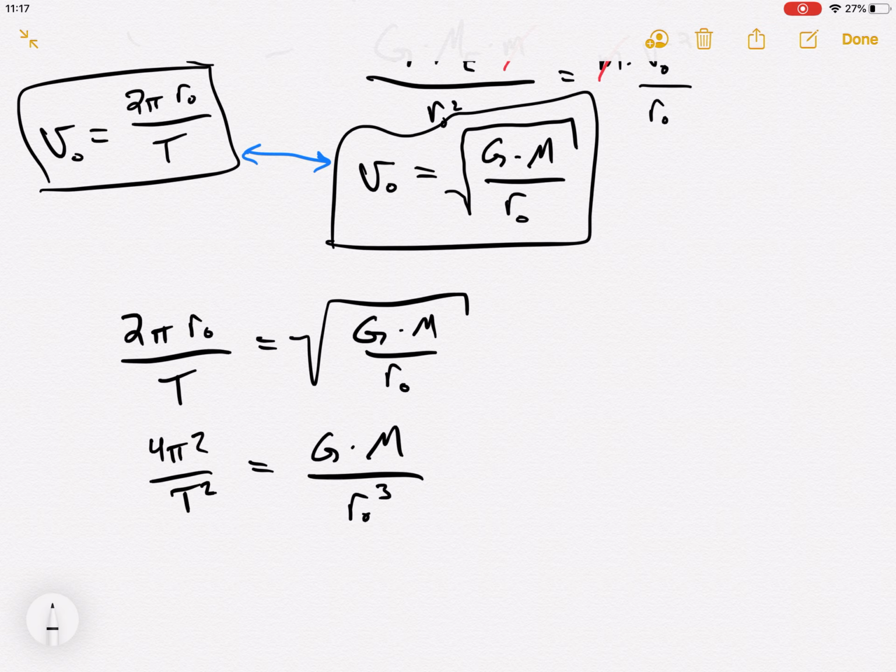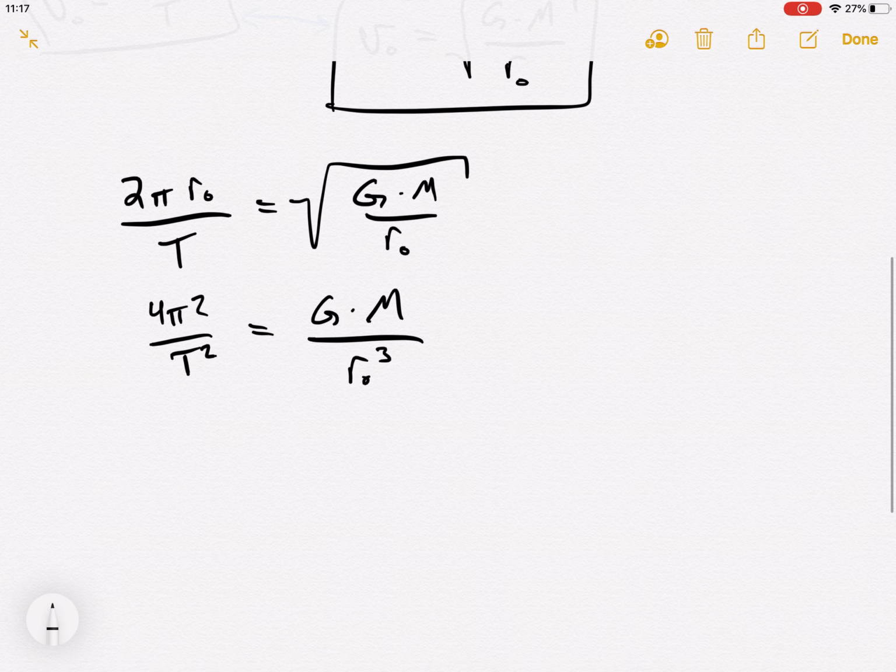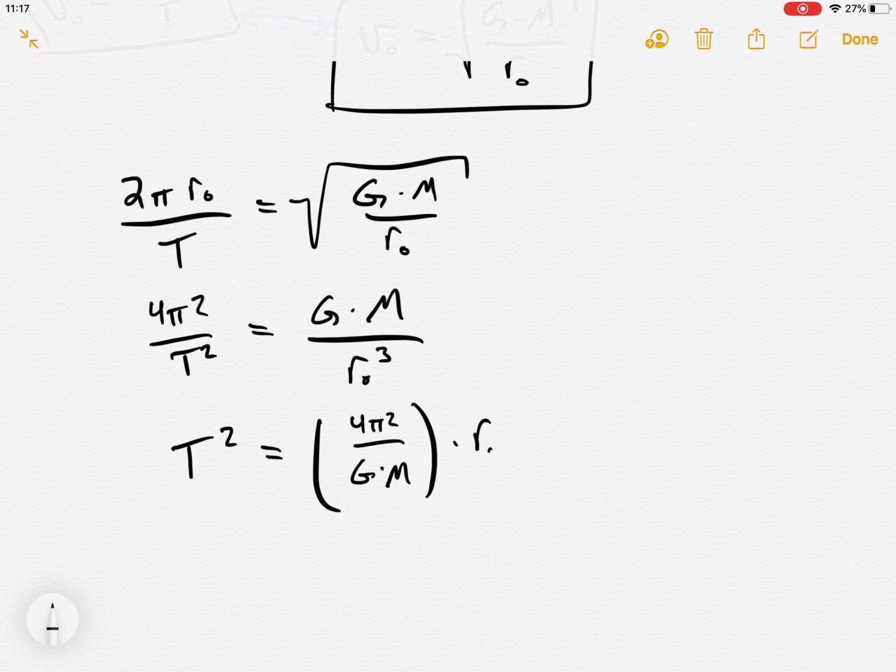Okay. And I'll do one more step just so that it looks the way that we typically see it. Typically, we move the period over to the other side. We move the GM and the r to the other side. So what you get when you do that is period squared is some collection of constants. It's 4 pi squared over G times M times the orbital radius cubed.